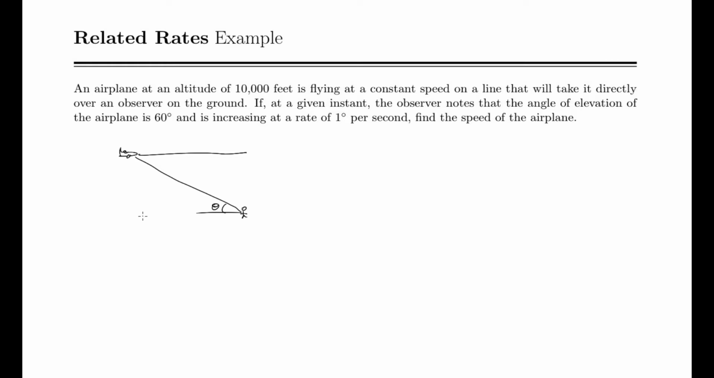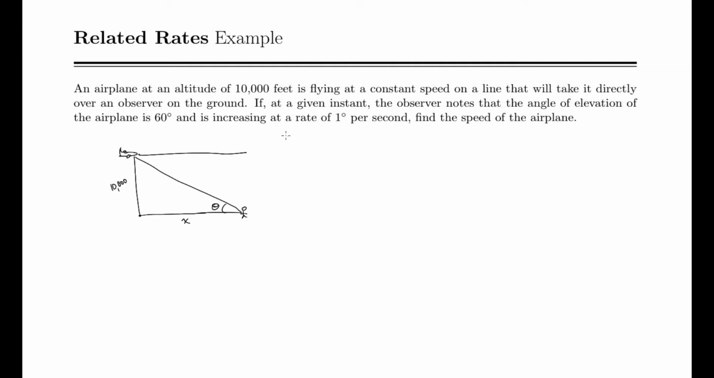Okay. And of course this plane is at an altitude of 10,000 feet. And we're looking for the speed of the airplane, so we can think of that as how fast this distance is changing. So let's talk about some information that we know.